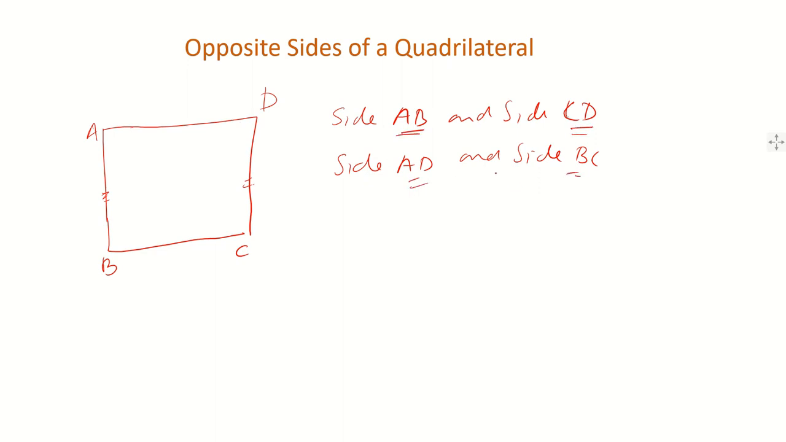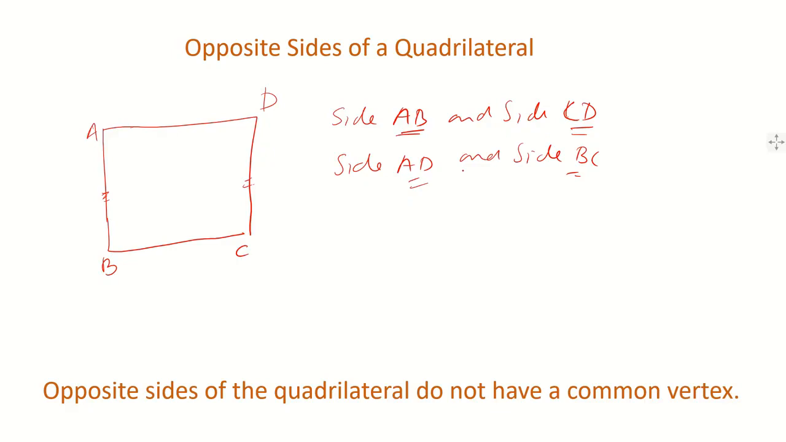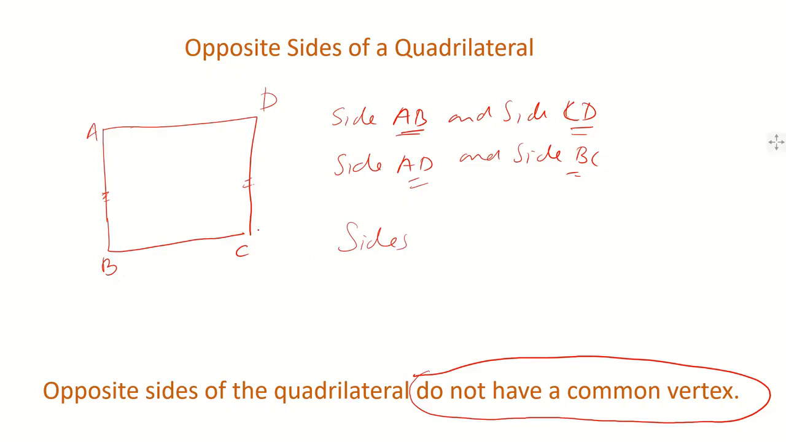So what we would say? When we consider opposite sides of a quadrilateral, they do not have a common vertex. Understood? Adjacent sides will be having a common vertex. Opposite sides of a quadrilateral will not be having a common vertex. This we were talking about sides. This is vertex. Vertex is an angle. The two sides join and create an angle.